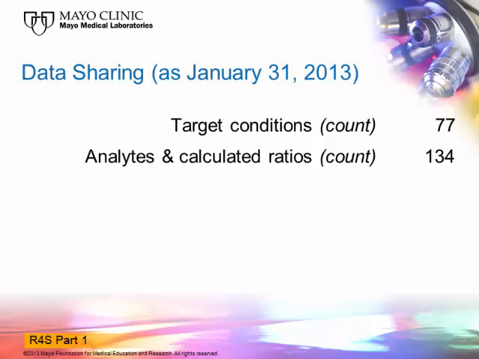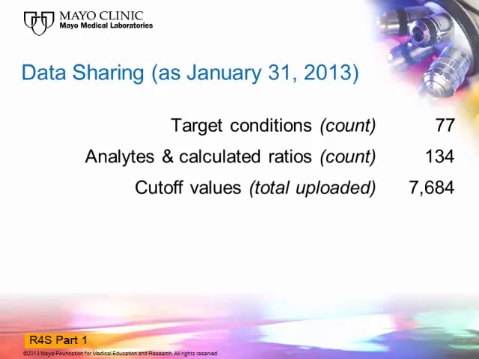The clinical significance of these markers is based upon the cutoff value that is used to decide if a result is normal or abnormal. The compilation of more than 7,600 cutoff values is another opportunity for peer comparison and constant performance improvement. Yet, the most important metrics are the ones listed at the bottom of this slide.